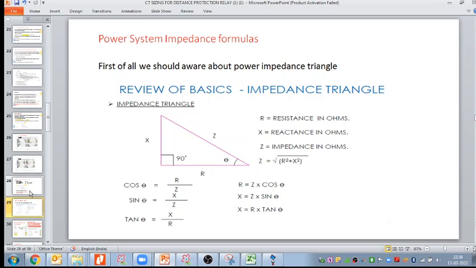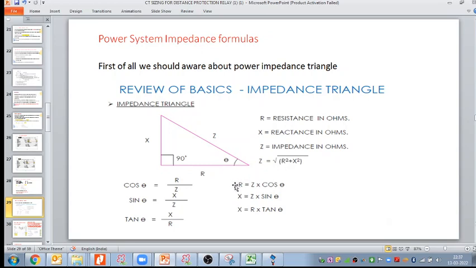Now, before going to the calculations, let me remind you of the power impedance triangle, the basic power system impedance formulas. This is my power impedance triangle with X, R and Z, angle theta: cos theta is R by Z, sin theta is X by Z, tan theta is X by R. R is the resistance in ohm, X is reactance in ohm, Z is impedance in ohm. So what will Z be? Z will be the square root of R square plus X square.